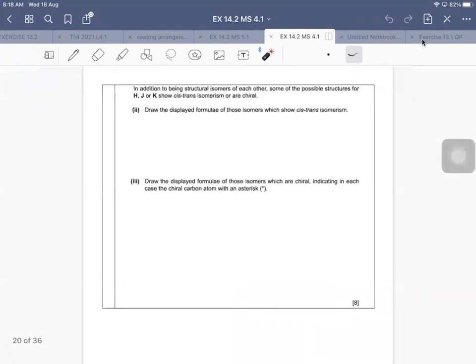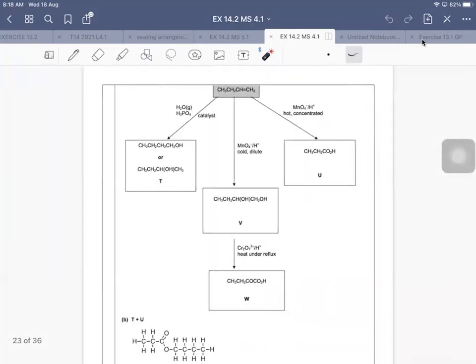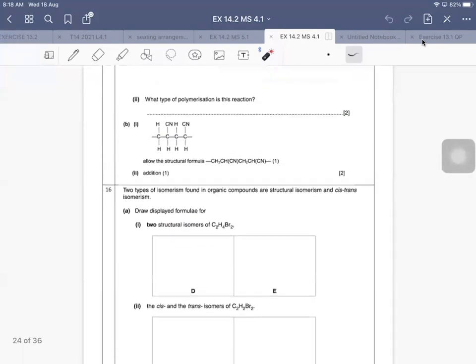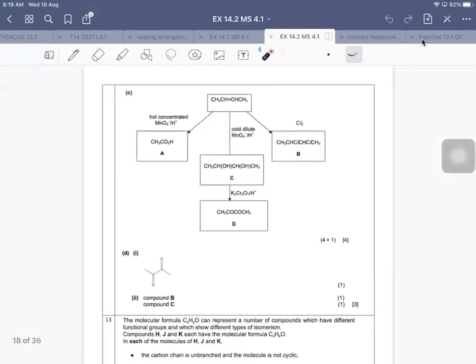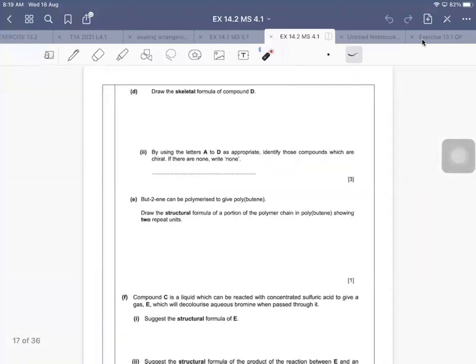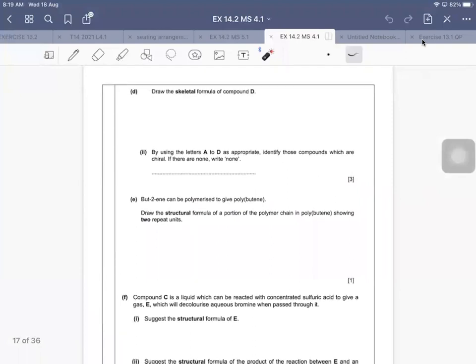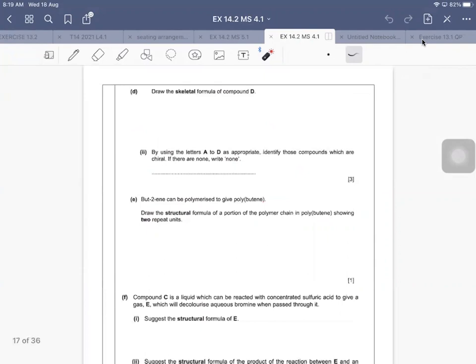Okay, the next question that I want to go through with you would be question. So some of these questions you will notice that they are polymerization. We didn't finish question 12. So which part did we do so far? It's like I'm talking to myself. D and E. Okay.